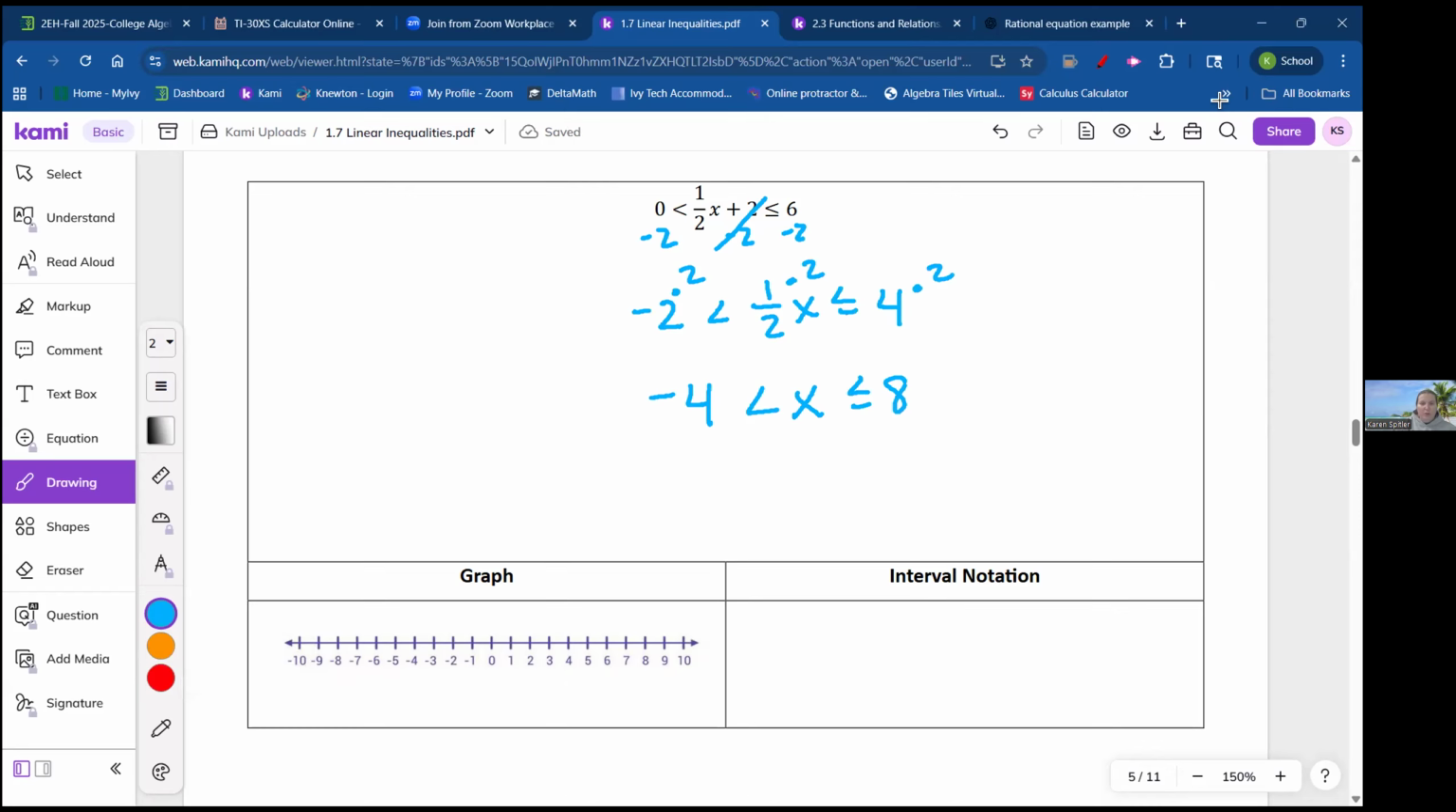So -4 is a parenthesis, 8 is a bracket. So the graph looks something like that. And your interval notation is (-4, 8]. What questions do you have?